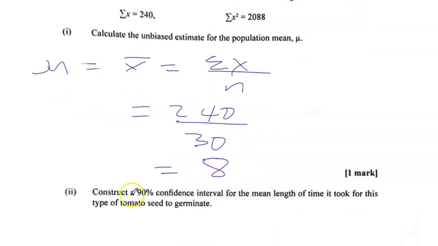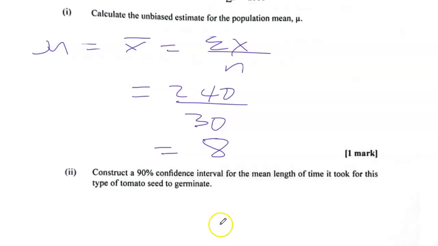Construct a 90% confidence interval for the mean length of time it took for this type of tomato seed to germinate. So the confidence interval, CI for abbreviating, is x bar plus or minus z alpha over 2 times sigma over root n. Now we do not know the standard deviation sigma, but there's a formula for that.